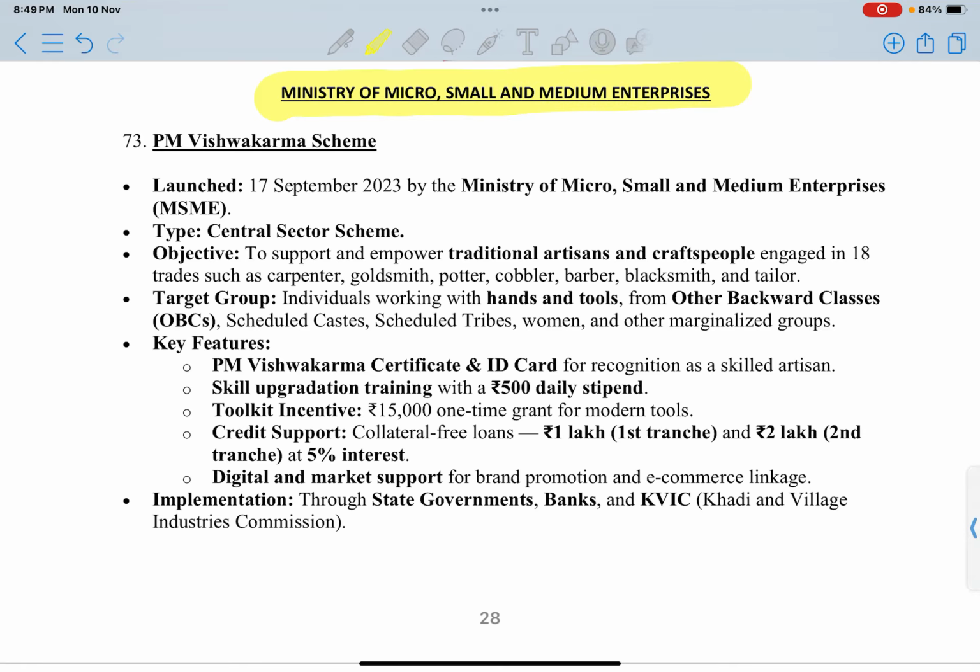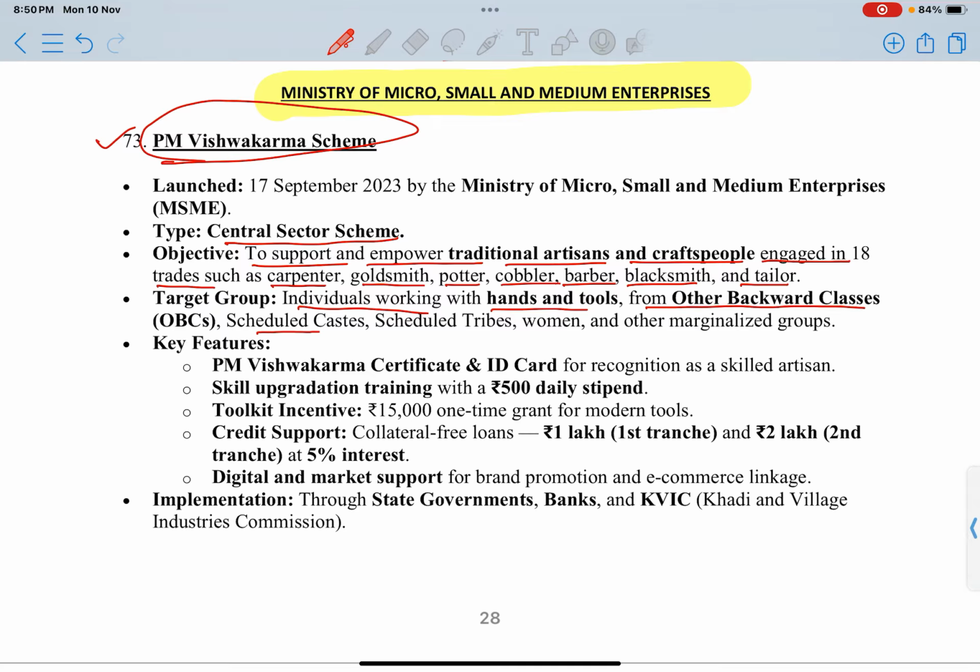Next is Ministry of Micro, Small and Medium Enterprises. Under this ministry, PM Vishwakarma scheme, very important one. Central sector scheme, objective to support and empower traditional artisans and craftspeople engaged in 18 trades such as carpenter, goldsmith, potter, cobbler, barber, blacksmith, tailor.